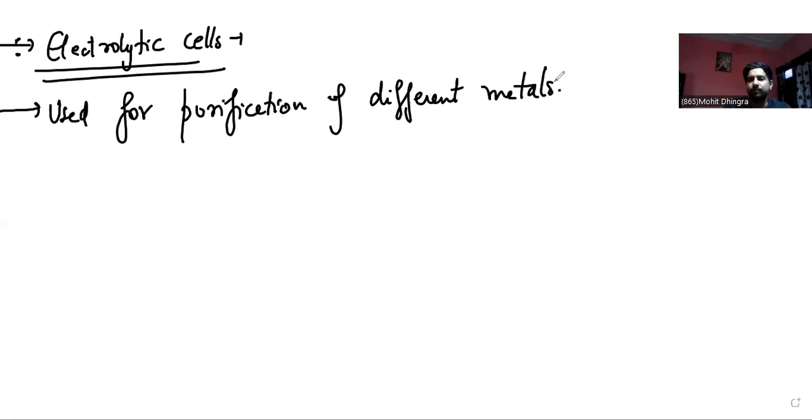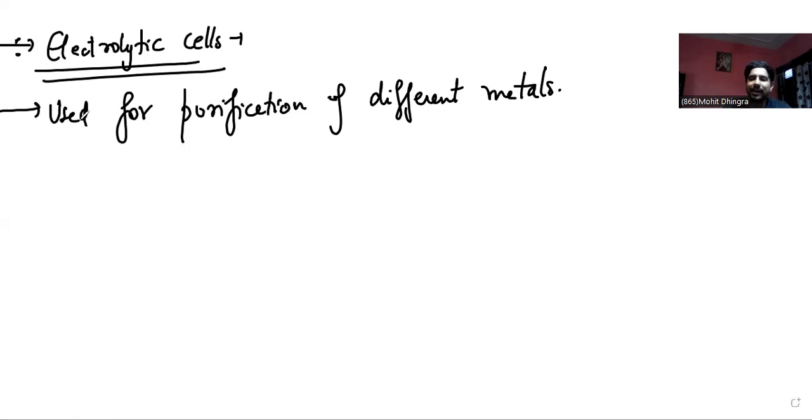For example, when any metal is extracted from its ore, at that time it is not present in its pure state. Then it is purified with different techniques, and at last, when it has to be obtained in the purest form, this electrolytic process is done and electrolytic cells are used.